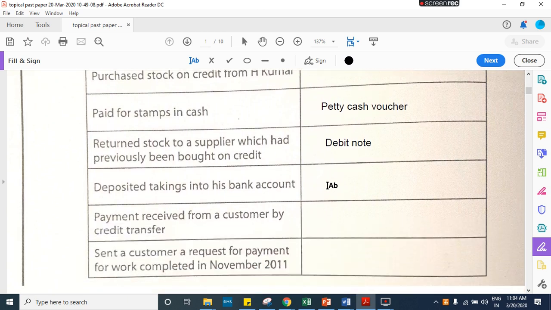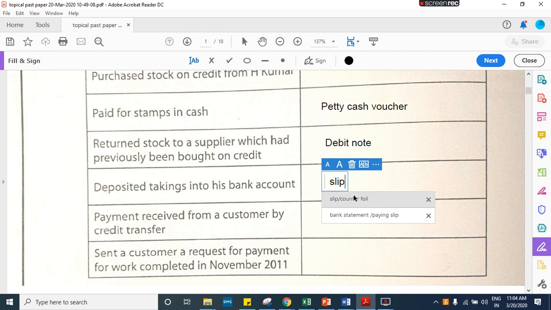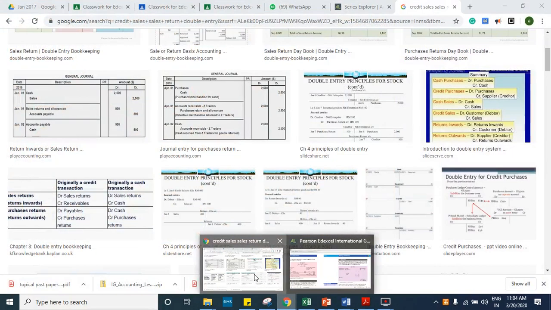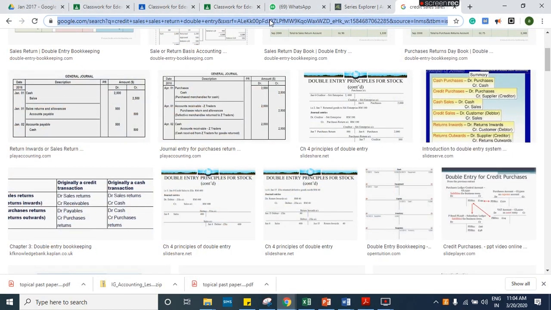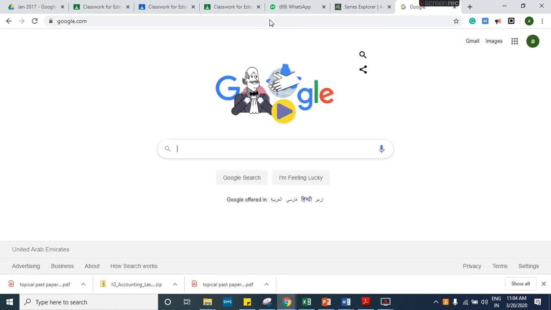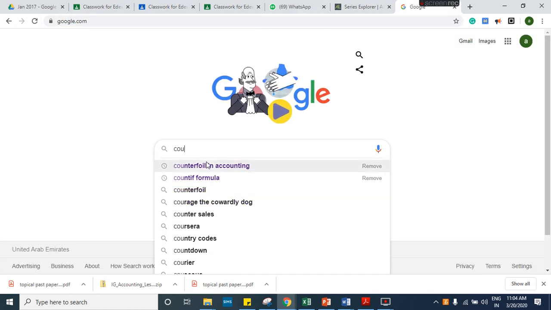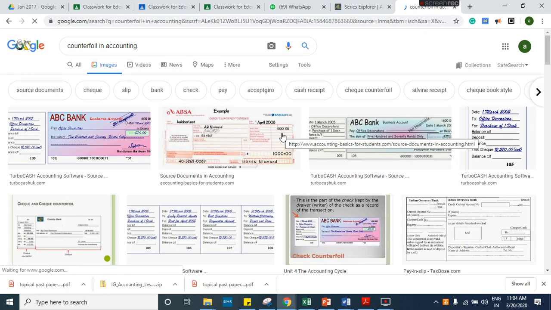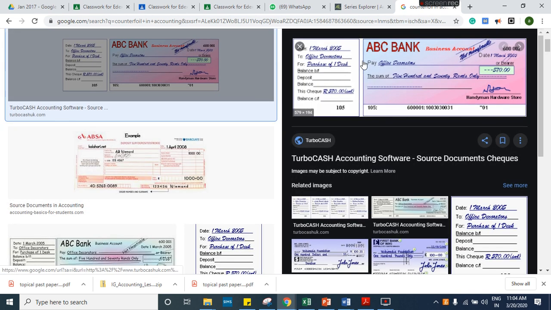Deposited takings into his business bank account. Here we either use a slip or a counterfoil. Now you should know what does a check counterfoil mean. So what you do is, when you're not sure of certain terminologies, just go type, search for information. I'm moving to the image. And here I get the details. Now this part of the checkbook is called a check counterfoil, which we write all the details to whom we had given the check to and the amount.